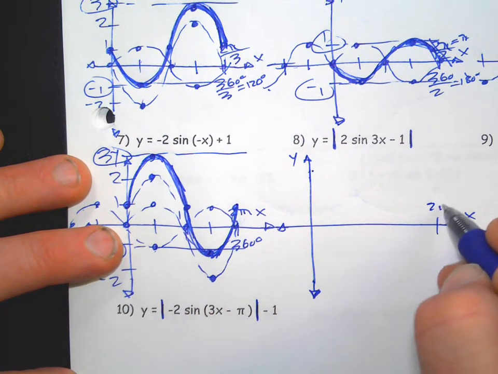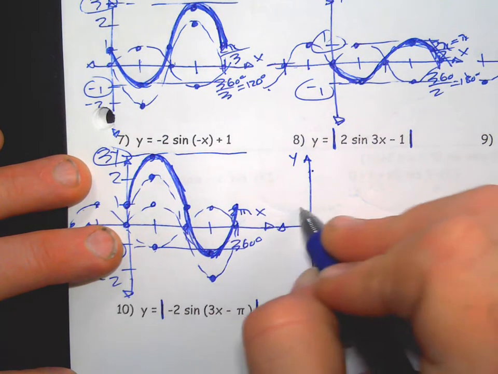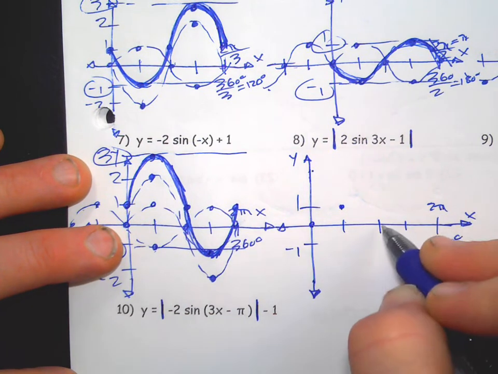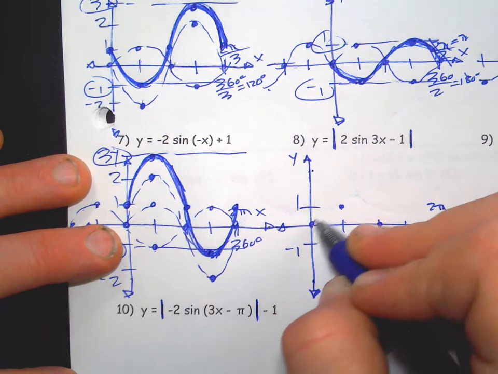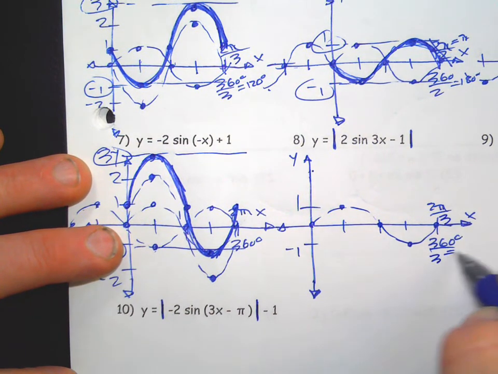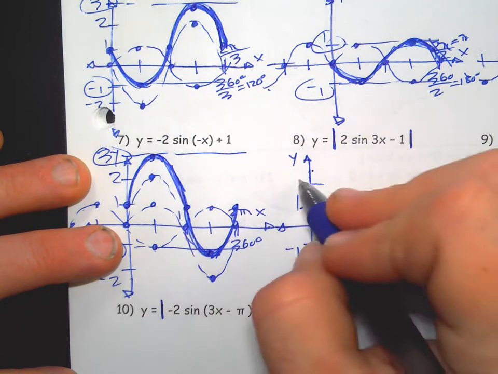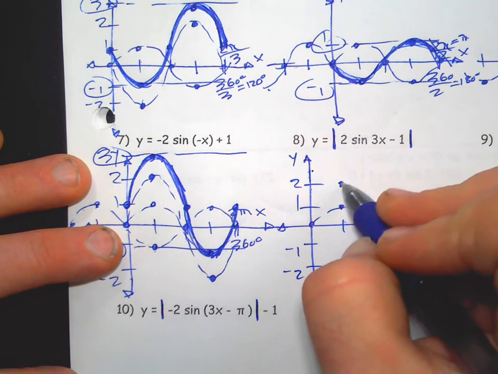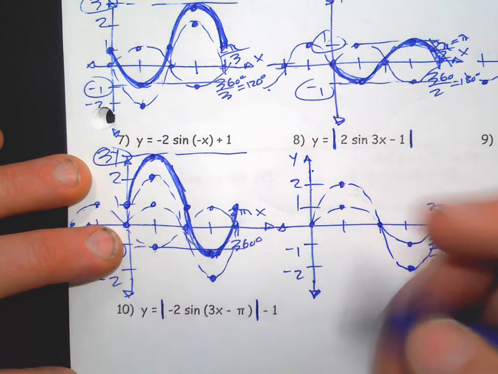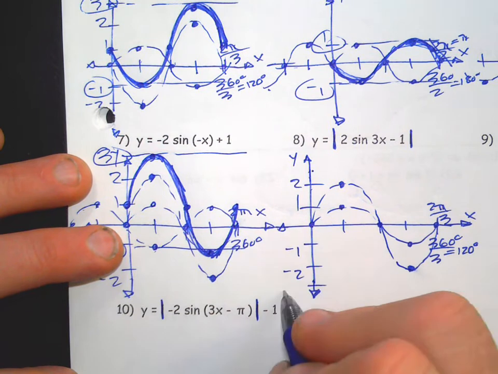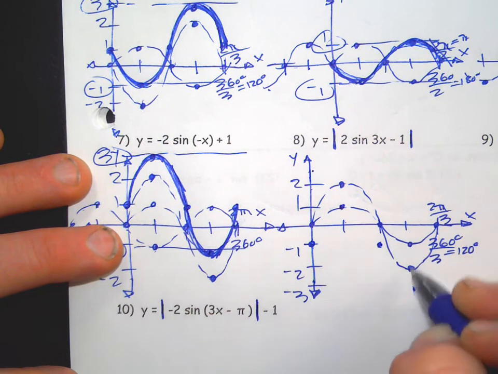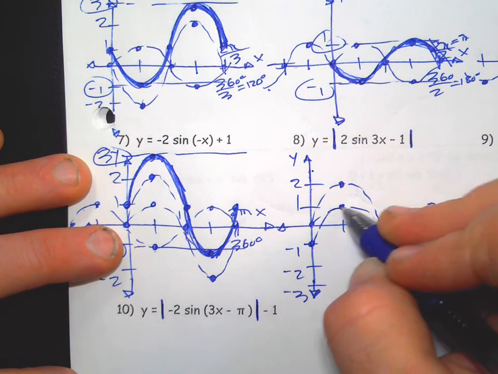So 2 pi, 360 degrees, amplitude, negative 1 to 1, sine curve, cut in half, cut in half, cut in half. Sine goes 0, 1, 0, negative 1, 0. Light dashed line. Okay. The 3 on the inside divides the period. Okay. The 2 multiplies everything by 2. Okay. New light dashed line. The minus 1 moves everything down 1. So this goes down 1, this goes down 1, this goes down 1, this goes down 1, this goes down 1, and so this is the new graph.